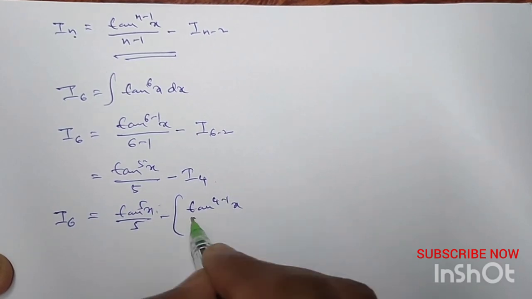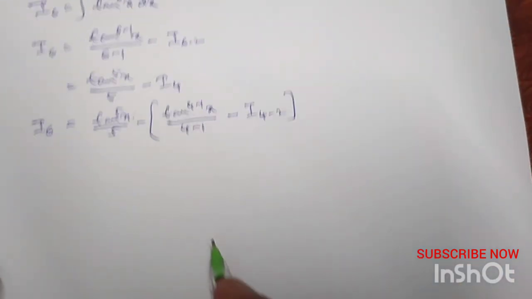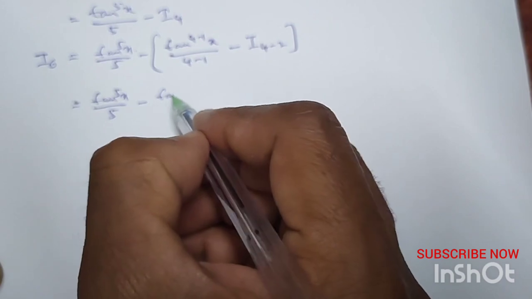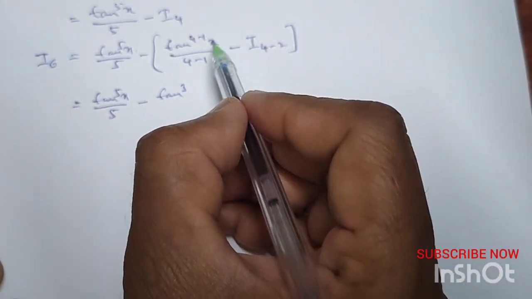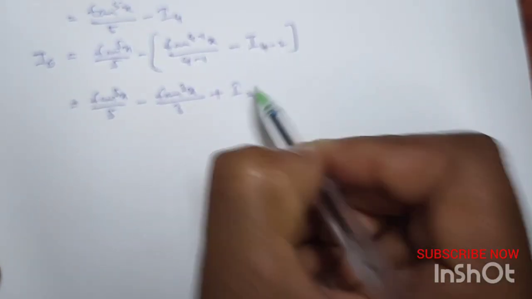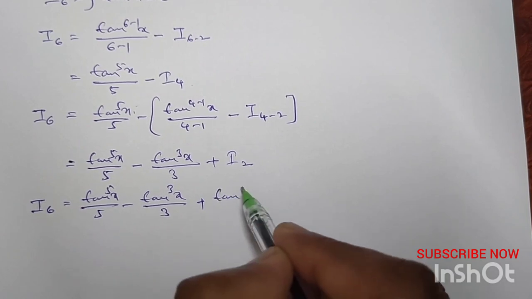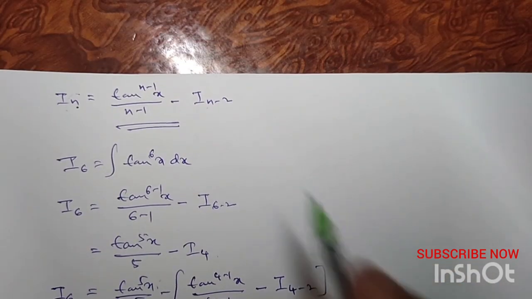Substitute n equals 4 here: tan power 4 minus 1 x by 4 minus 1, minus I(4 minus 2). So tan power 5 x by 5 minus, in place of I4, tan cube x by 4 minus 1 equals 3, minus I(4 minus 2) equals I2. Substitute n equals 2 here: tan power 2 minus 1 x by 2 minus 1, minus I(2 minus 2).